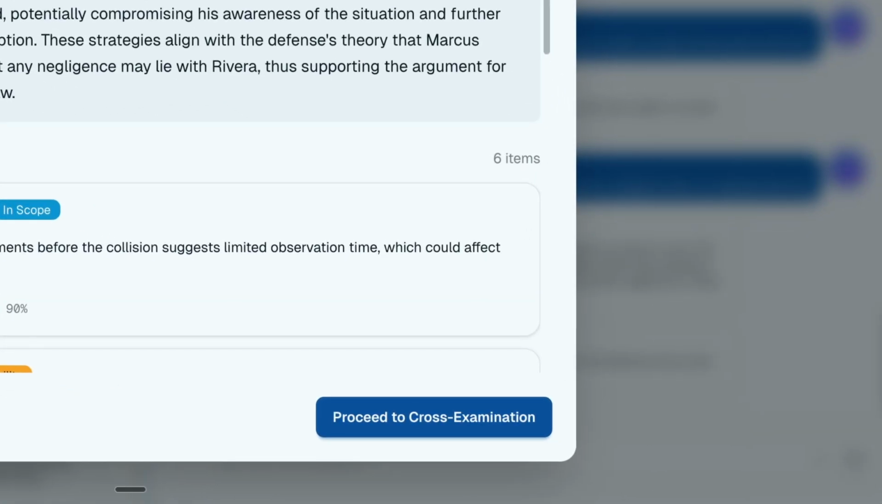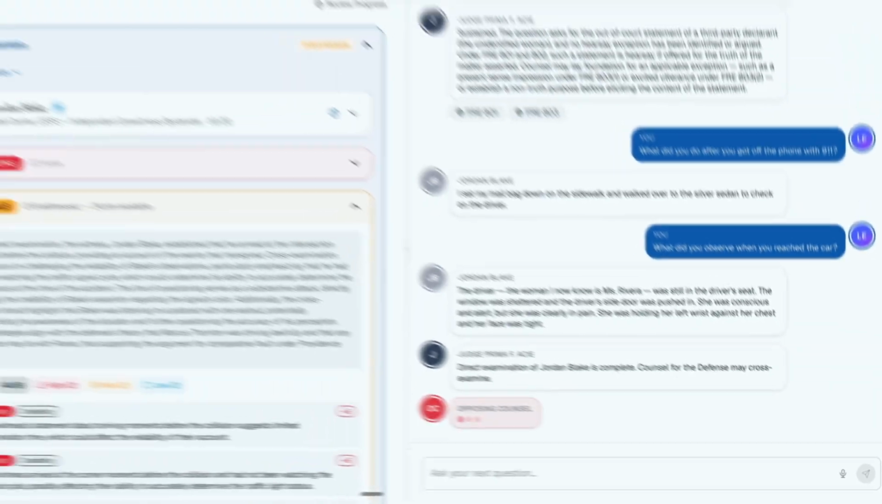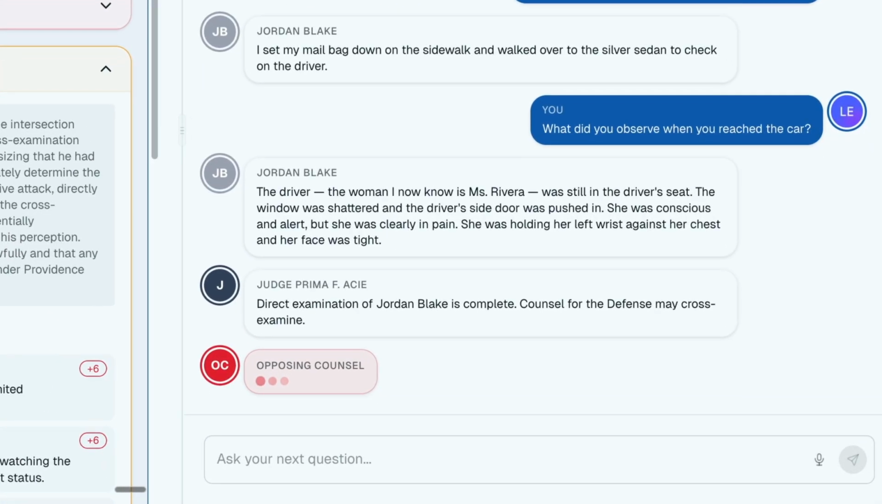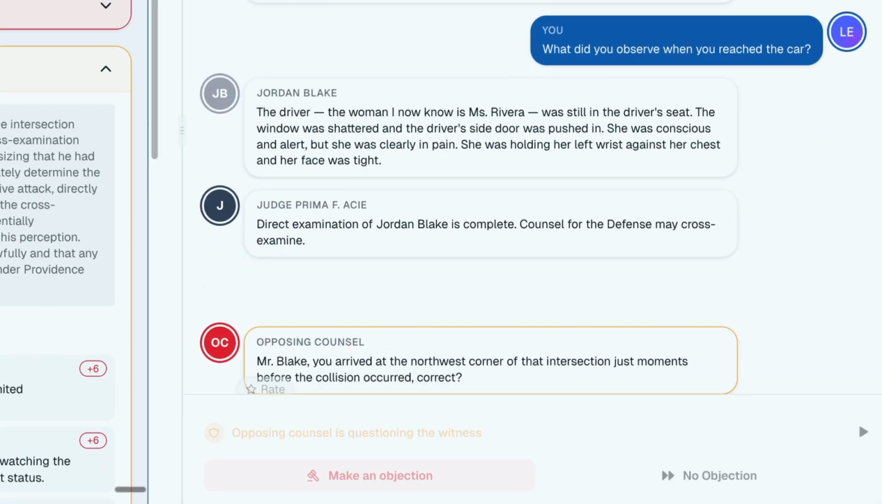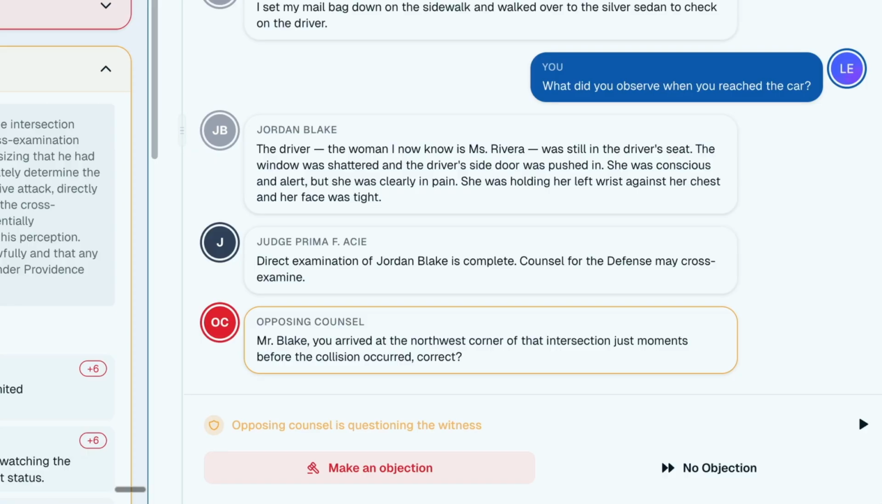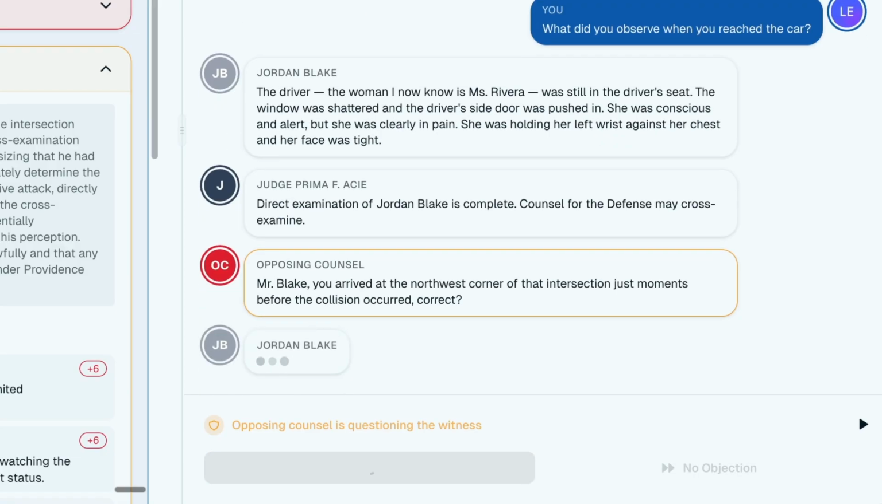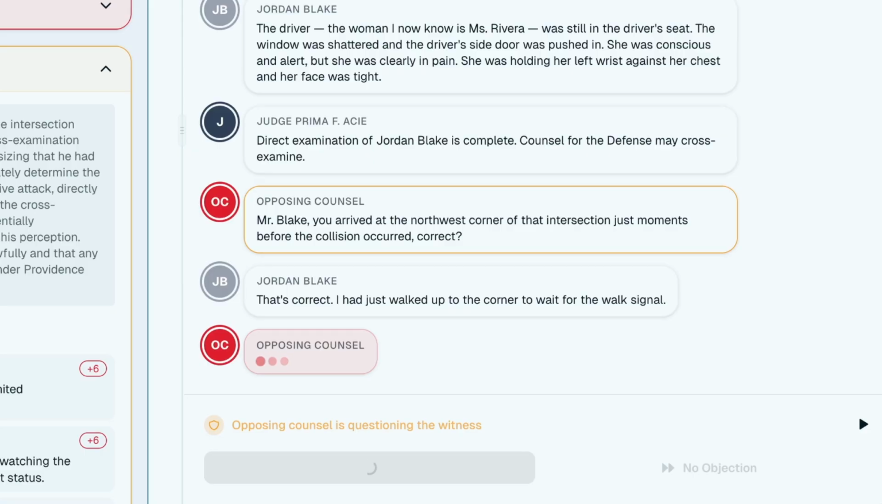Now that we've completed direct examination of the plaintiff's only witness, let's take a look at the next stage of the trial, opposing counsel's cross-examination. Here, the opposing counsel's questions are guided by a cross-examination outline generated from the uploaded case file and the witness's testimony on direct. Meanwhile, the user is now in objection mode, listening closely for questions that violate the rules of evidence.